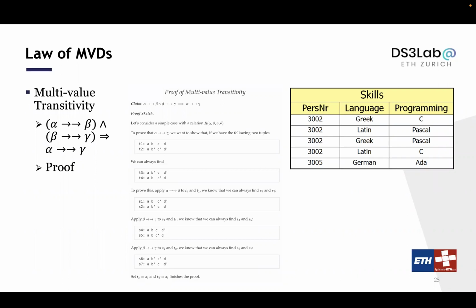How can we prove this? This is actually pretty interesting. Let's look at this very quick proof sketch together, because it goes to the core of how you prove these multivalued dependency rules. Again, you go back to the definition. So what do we need to do to prove there's an MVD from alpha to gamma? Well, you say, this is my T1 and T2.